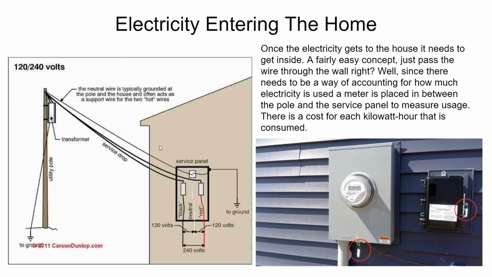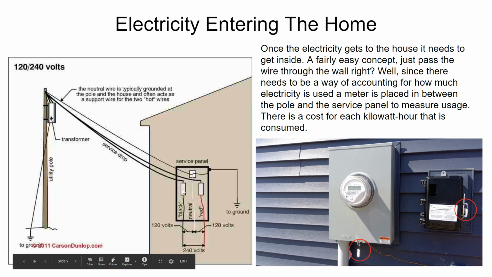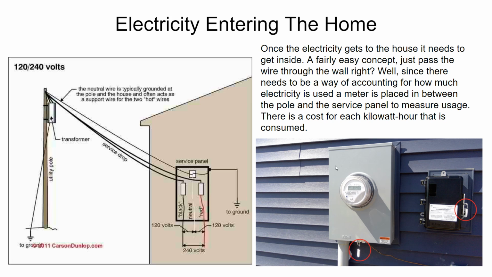Once you get in here, as I said, 240 volts, that's both legs. 120 volts is the other one. You'll see something like this. This is the meter socket. This registers how much electricity you use. And that's measured in kilowatt hours. So it's the number of kilowatts.